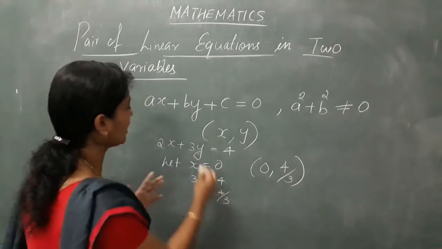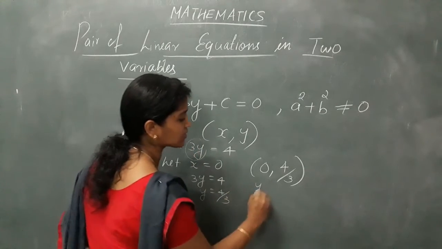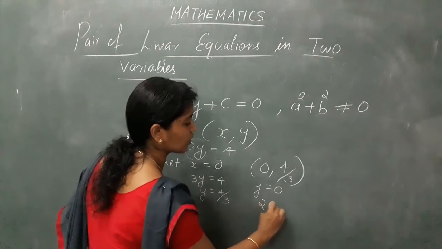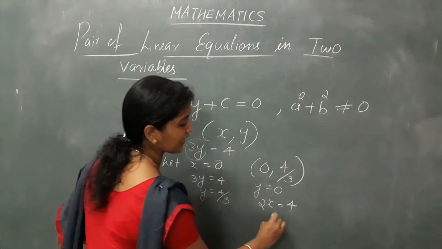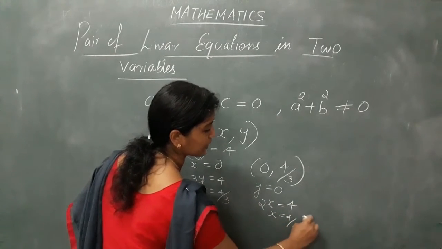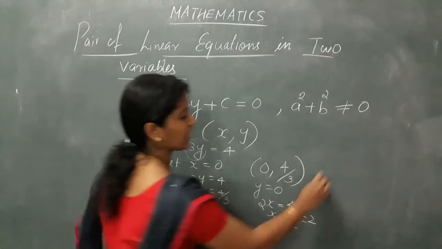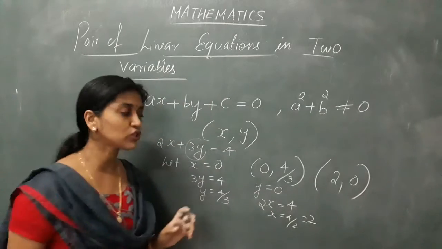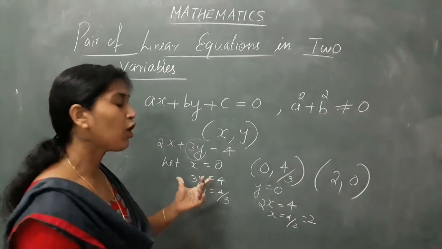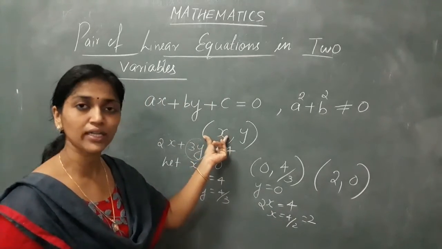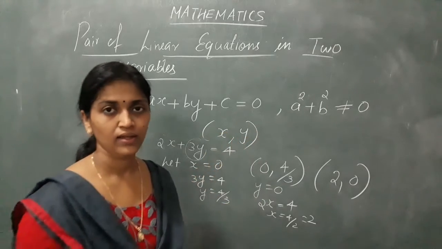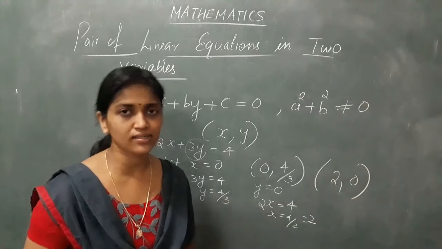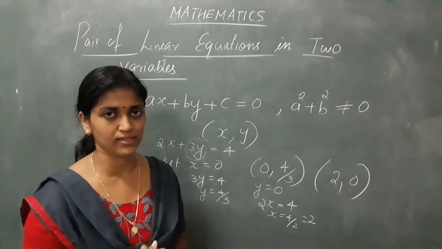The same way we can give value for y. You take y as 0. When you take y as 0, you get 2x is equal to 4, which means x is equal to 4 by 2, that is equal to 2. So we can say (2, 0) is a solution of this linear equation. Always we will write x coordinate first, then y. Clear? So all this we have studied in 9th standard, finding the solutions.